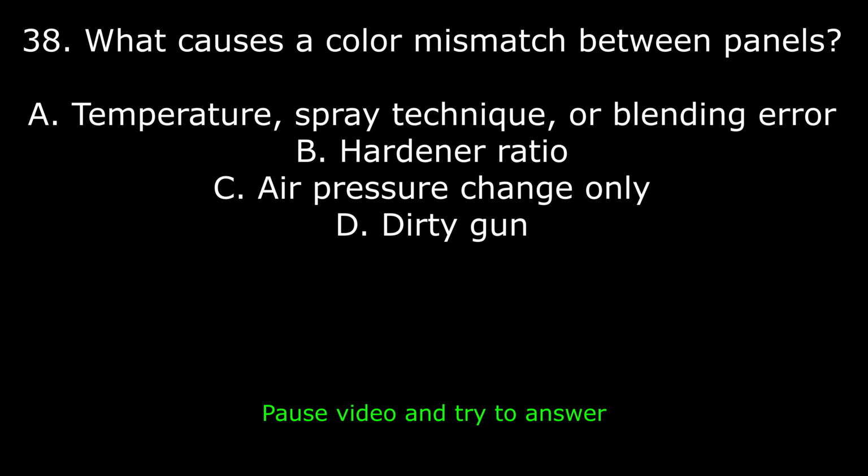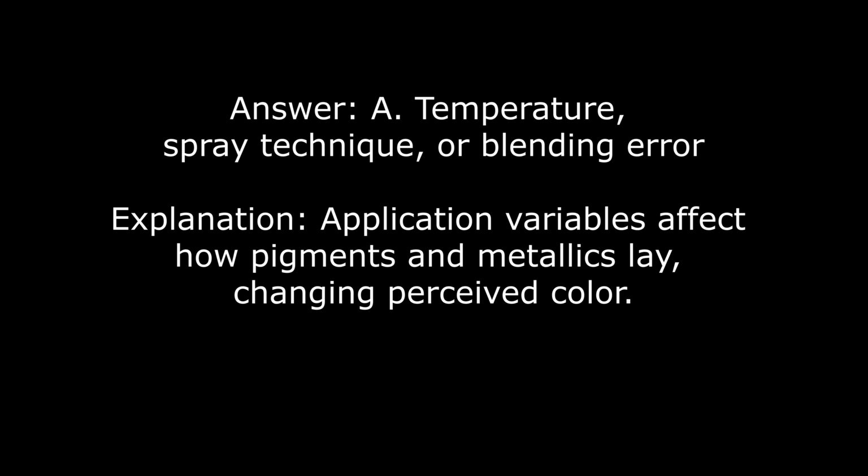38. What causes a color mismatch between panels? A. Temperature, spray technique, or blending error. B. Hardener ratio. C. Air pressure change only. D. Dirty gun. Answer A. Temperature, spray technique, or blending error. Explanation. Application variables affect how pigments and metallics lay, changing perceived color.